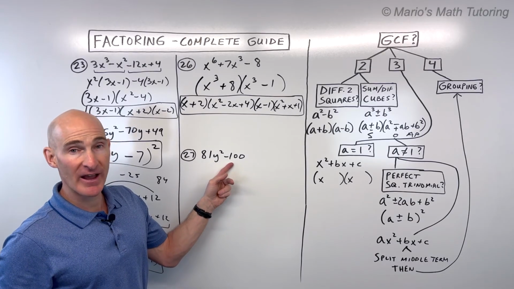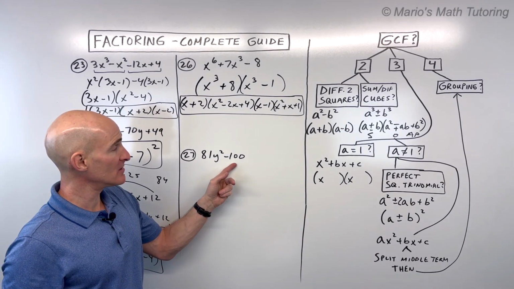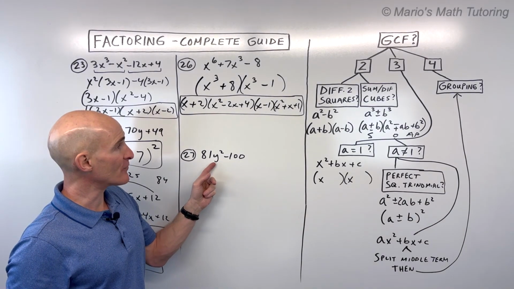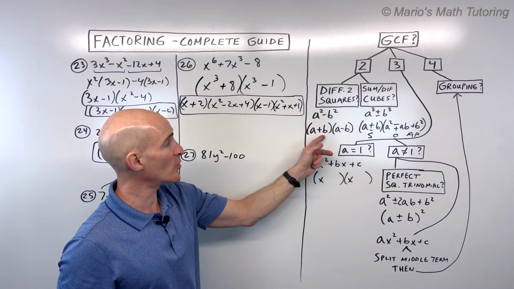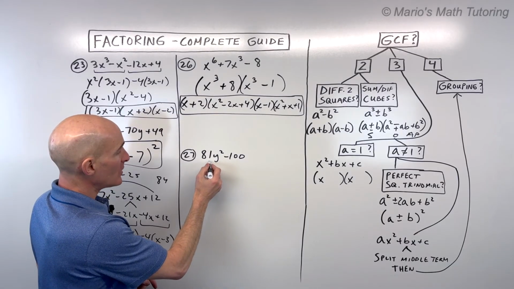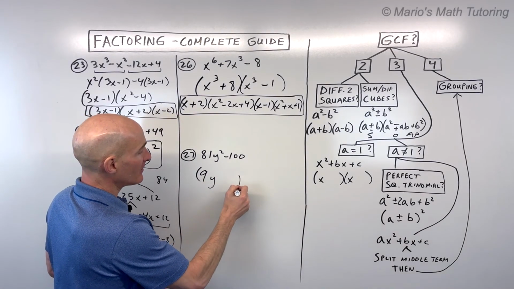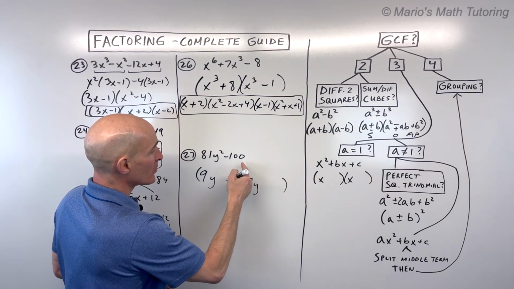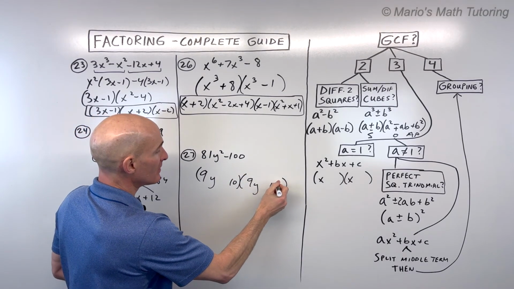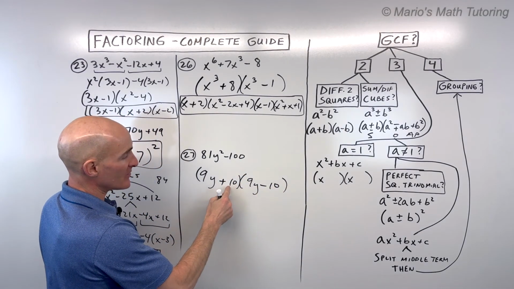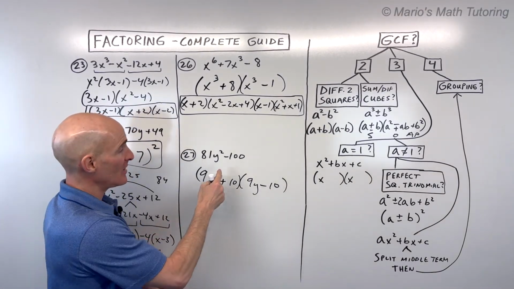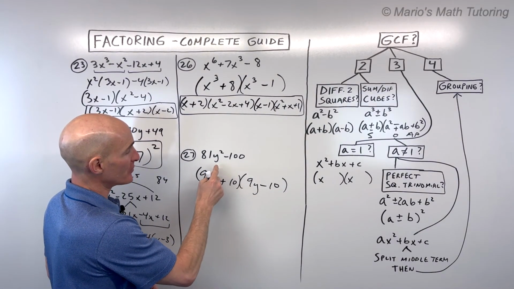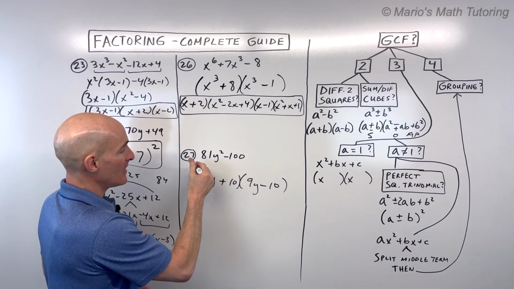Not a greatest common factor, 2 terms. Is it a difference of 2 squares or a sum of, or a difference of 2 cubes? It looks like it's a difference of 2 squares because the square root of 81y squared is 9y. Square root of 100 is 10. And we just make one positive, one negative. Again, this works because you get 90y and negative 90y, which cancels, which means you don't have a middle term. You just have a first and a last.